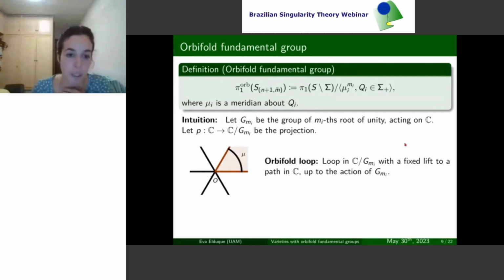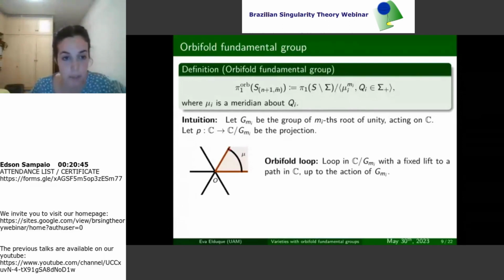And so the orbifold fundamental group can be defined using homotopy classes of orbifold loops. And what orbifold loops are, well, these are loops in the quotient. So something like this would be a loop, right? Because this point is the same as this point. But you're going to fix a lift to a path in the surface that you started with. And you consider these up to the action of the group that's acting, in this case, the roots of unity. So like, for example, something like this mu would be the same thing as something like this mu.